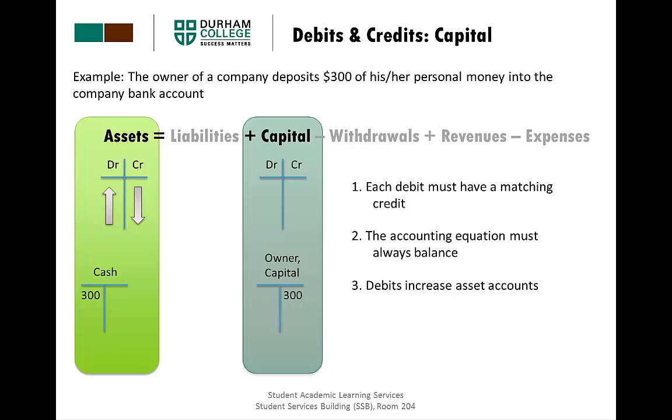Rule 2 states that the equation must always be in balance. We know that the left side of the equation increased because of the debit. The only way for the equation to balance is for the right side to also increase.